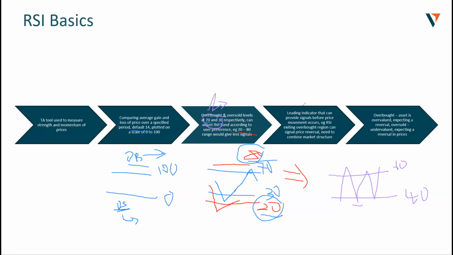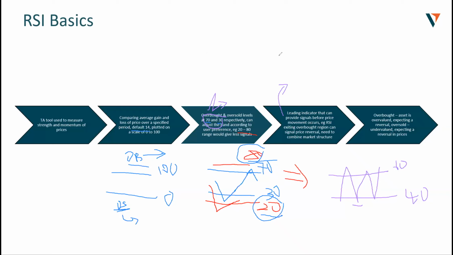Okay, so RSI itself is also a leading indicator. It can provide signals before price movement occurs. So unlike your moving average, where it takes the average of the past X number of periods, RSI itself can actually be used to predict price movements. But of course, RSI is an oscillator. So what this means is that it works better in ranging markets, right?